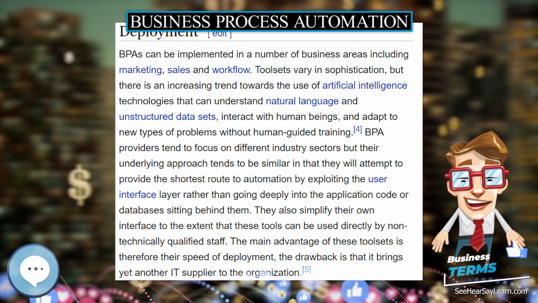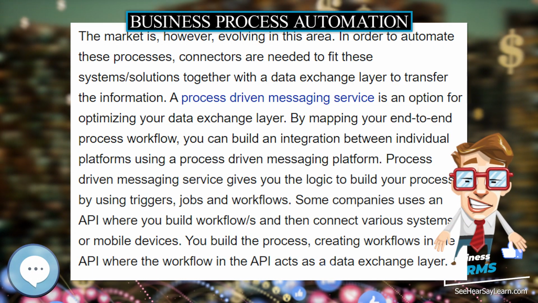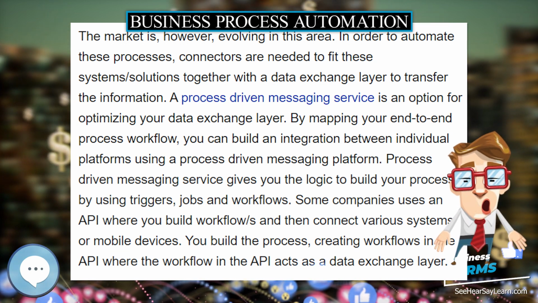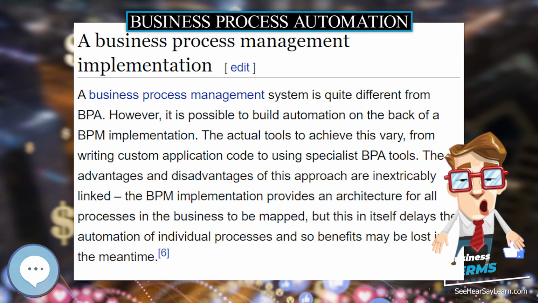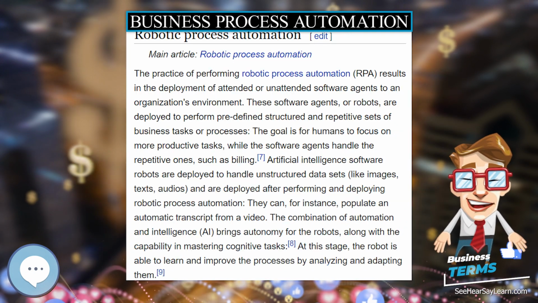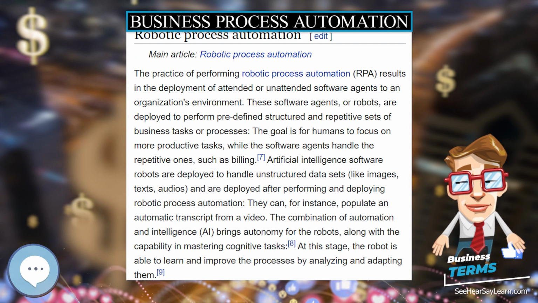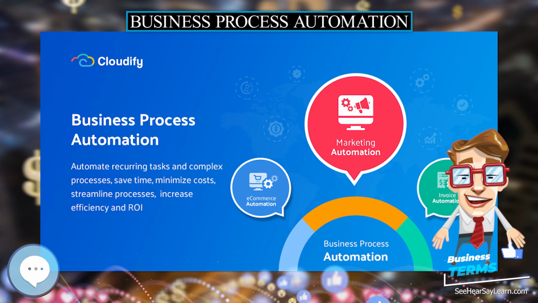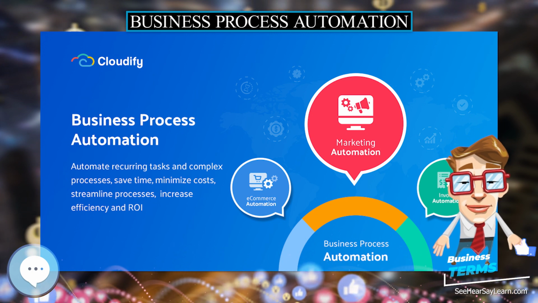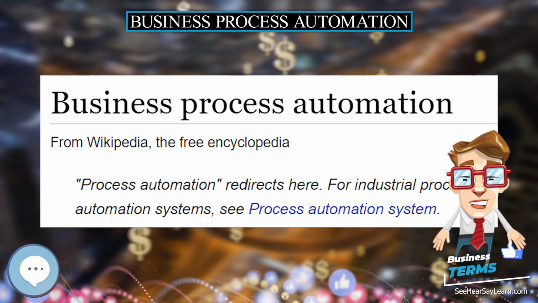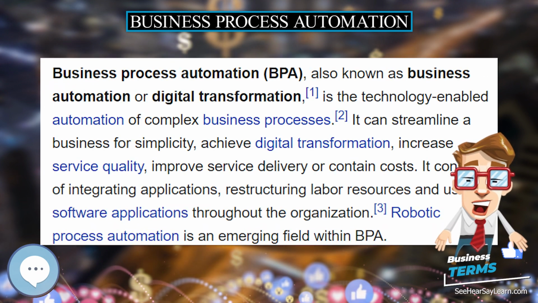Robotic process automation. The practice of performing robotic process automation, RPA, results in the deployment of attended or unattended software agents to an organization's environment. These software agents, or robots, are deployed to perform predefined structured and repetitive sets of business tasks or processes. The goal is for humans to focus on more productive tasks, while the software agents handle the repetitive ones, such as billing.